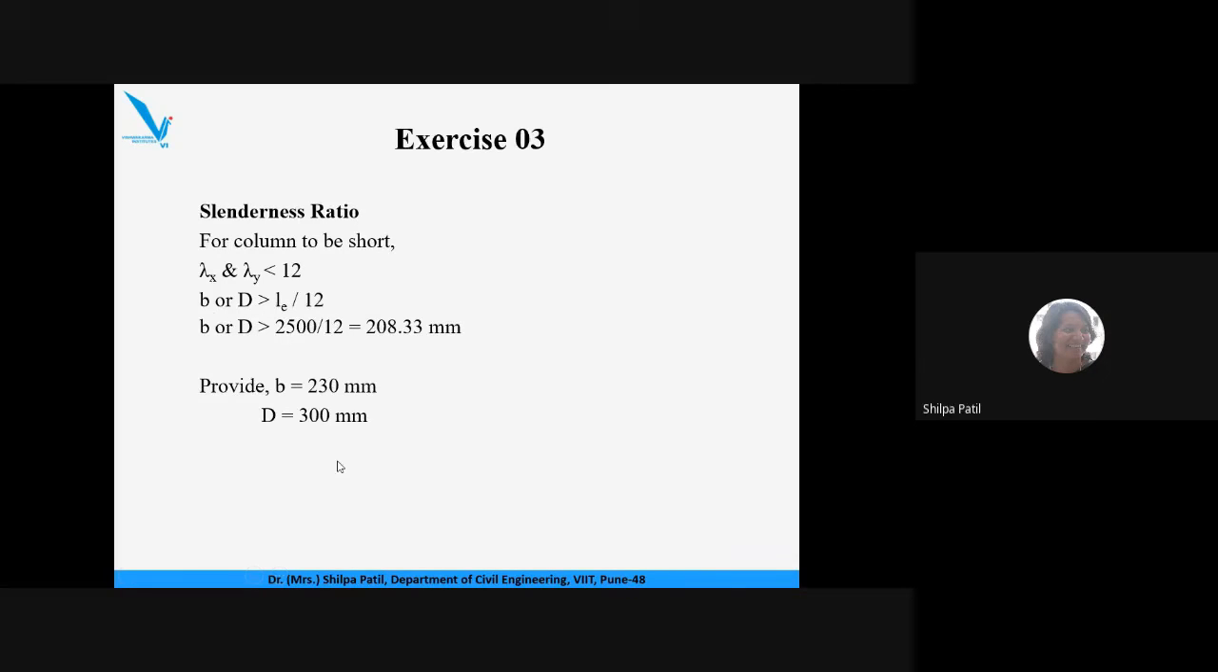That is also the practical requirement. When you design any particular structure, what is the common formwork size used? That is also taken into mind when we decide the dimension of the columns. Okay, so what is required? The lateral dimension of the column should not be less than 208. If it is less, your column will not be short, it will be a long column. And the long column design steps are different. You are learning right now the design of short columns.